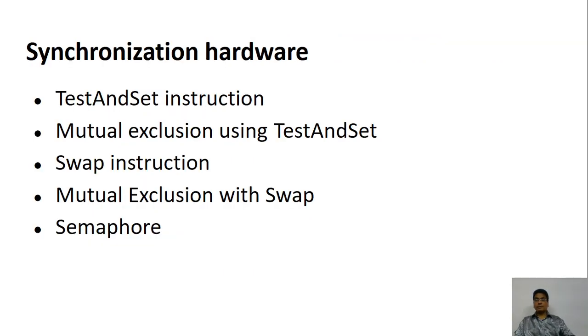The flow of presentation is as follows. First we will see one of the instructions, that is the test and set instruction. Then we will see how to achieve mutual exclusion using the test and set instruction. Then we will see something about the swap instruction, and how to achieve mutual exclusion using the swap instruction. This will be followed by a discussion on semaphore.